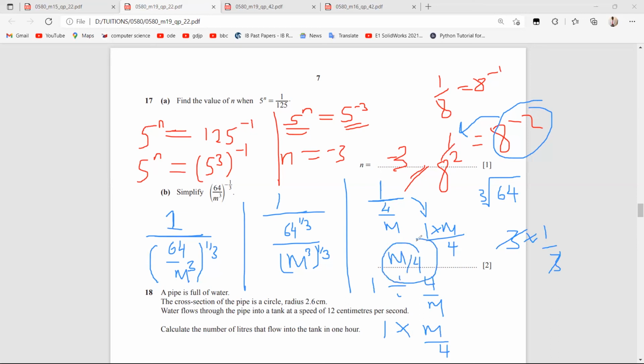Okay, so that's it, guys. It was a very quick look into indices, and I hope this can help you solve problems related to indices.